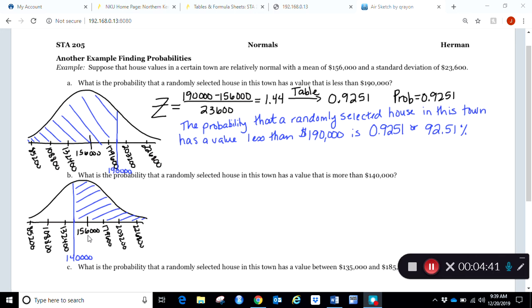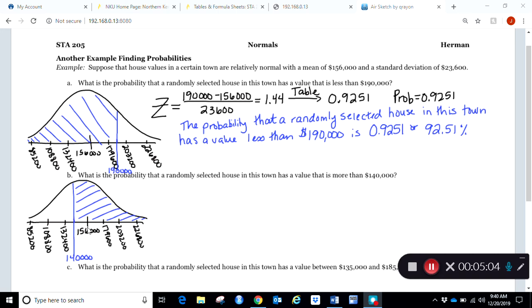Now talking through the same idea as we did with part A. First, looking at my value of my z-score. So this time the value falls below the mean, which means that my z is going to be negative. More specifically, it's going to be between -1 and 0. So it's not going to be way too far on the negative side, but it's still going to be a negative value.